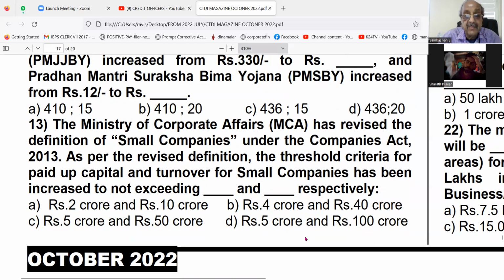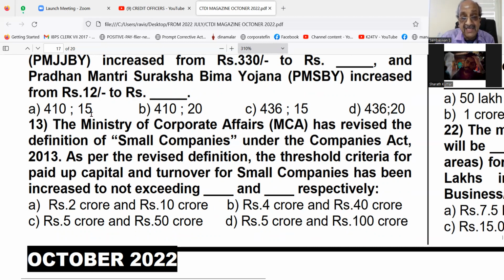Yes, sir. The Ministry of Corporate Affairs, MCA, has revised the definition of small companies under the Companies Act 2013. As per the revised definition, the threshold criteria for paid up capital and turnover for small companies has been increased to not exceeding dash and dash respectively. This is the new question. This can be asked in SBI CBO and also in interviews for candidates who have studied commerce. The answer for this is 4 crore and 40 crore respectively.